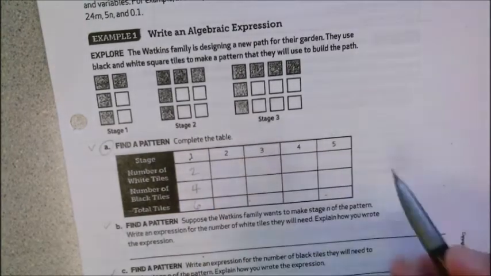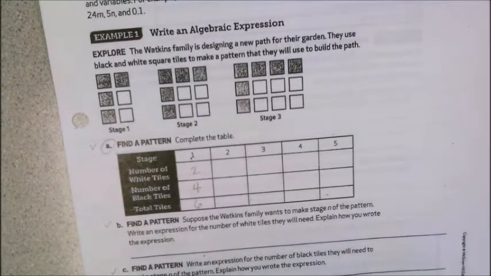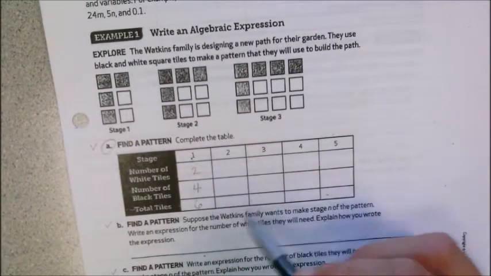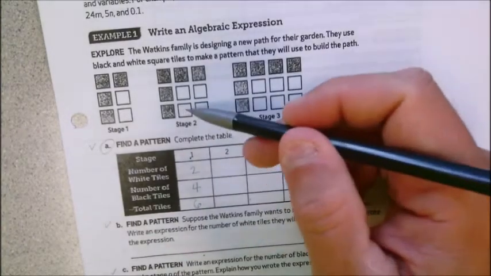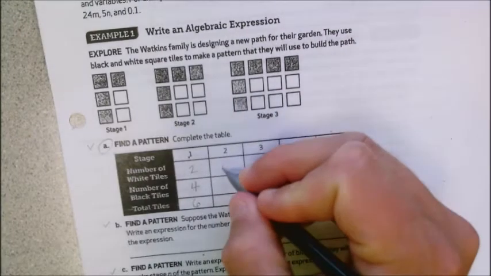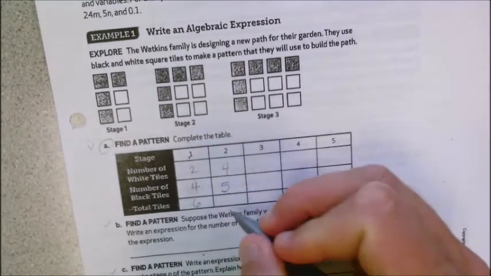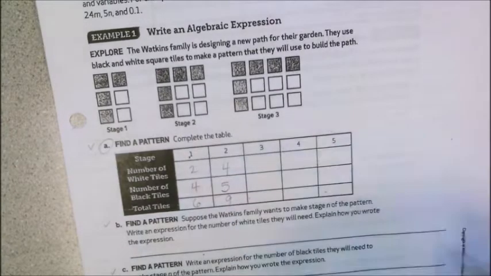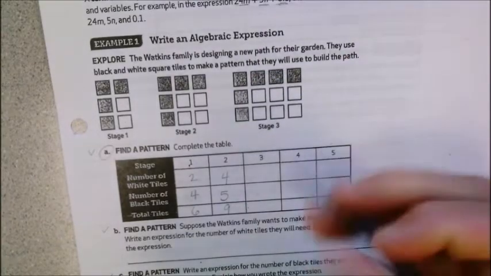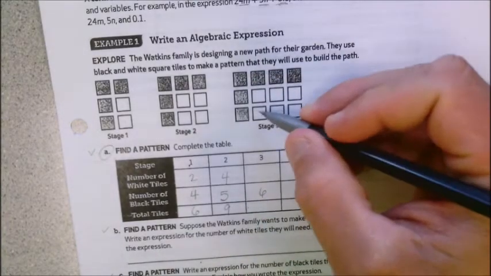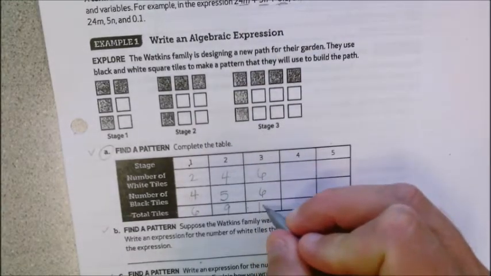Okay. Now, if you want to pause because you want to ignore Mr. Couples talking or you want to speed this up, that's fine with me, but we're just going to go ahead and fill in the rest of these stages here. So for stage 2, we have 4 white tiles and 5 black tiles for a total of 9. Okay. Stage 3, we have 6 black and 6 white for a total of 12.